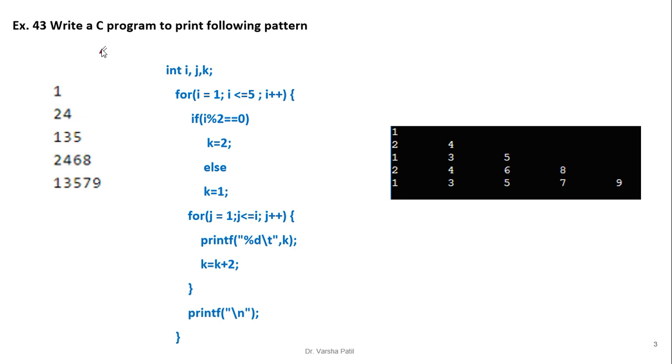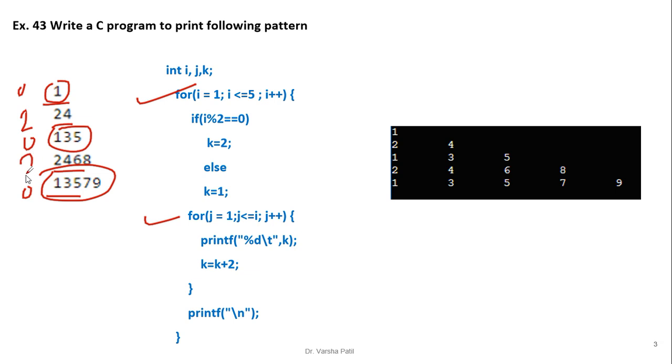Next program, write a C program to print the following pattern. Now here we can see 1, 2, 3, 4, 5. Now it is very normal, that is i equal to 1, i less than 5, and for j equal to 1, j less than or equal to 5, j plus plus. Now what we have to observe is that whenever the row is odd, it starts with 1. So this is odd, odd and odd, and for even it starts with 2, 2.